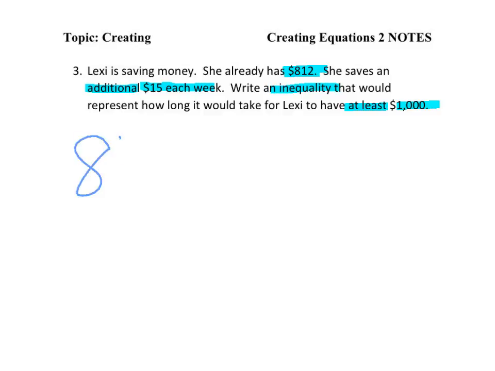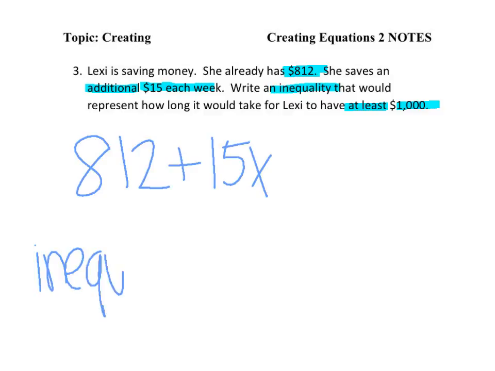She already has $812. And she saves an additional, remember the word additional means adding, $15 each week. Now, do we know how many weeks she has to save money for? No. So if we don't know something, we're going to put an X. Now here comes the problem. We know it needs to be an inequality. So don't forget, an inequality uses the symbols less than, greater than, less than or equal to, or greater than or equal to.